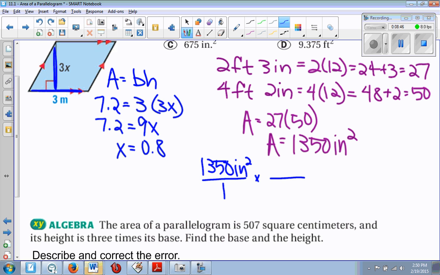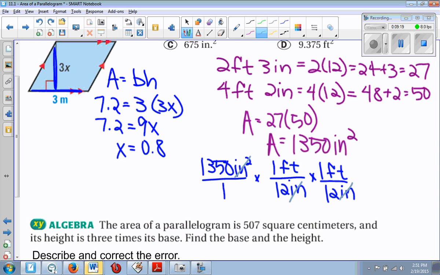Anytime I want to convert from inches into feet, I have to know that there are 12 inches in 1 foot. So I would be multiplying by 1 over 12. Now here's the issue. 1,350 inches squared has 2 pairs of inches up there, so I actually have to multiply by that fraction twice. The reason why is because using our algebra rules, these 2 inches cancel with the 2 inches that are both up there.